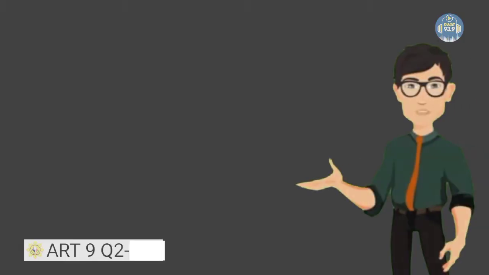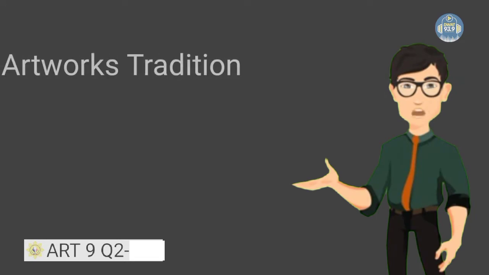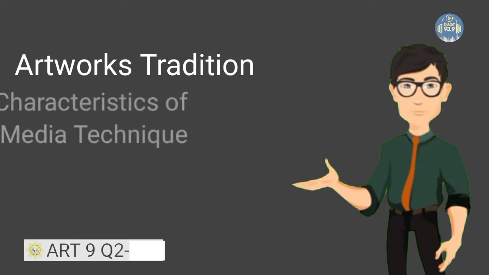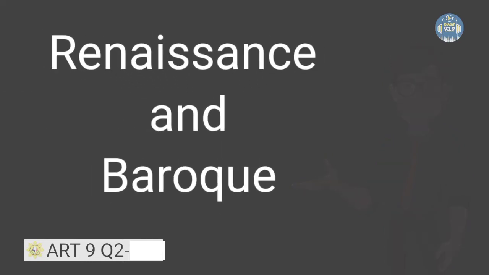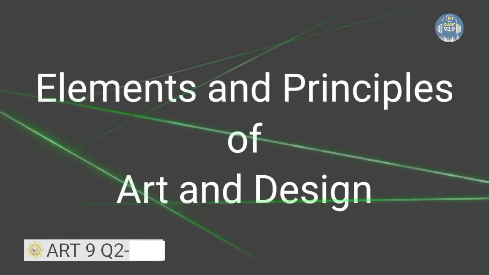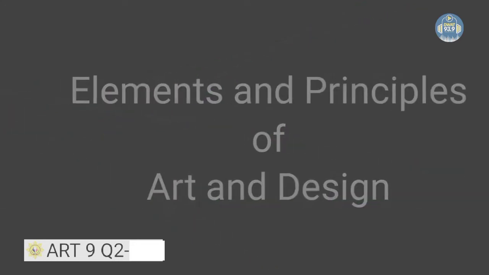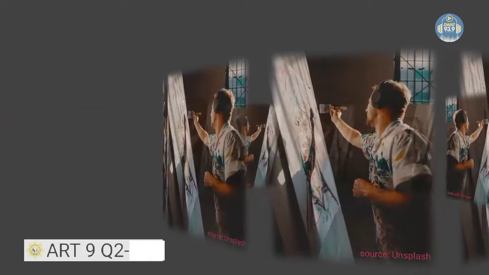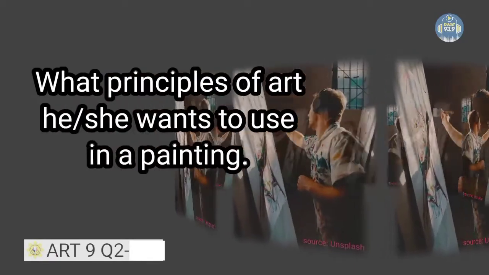In continuation of our lesson in art, our first topic is the artworks, tradition, characteristics, art media, and technique of the Renaissance and Baroque period. The elements and principles of art and design are the foundation of the language we use to talk about art. The artist decides what principles of art he or she wants to use in a painting.